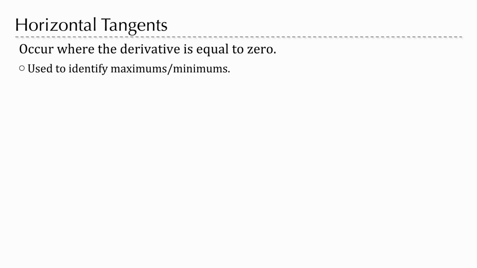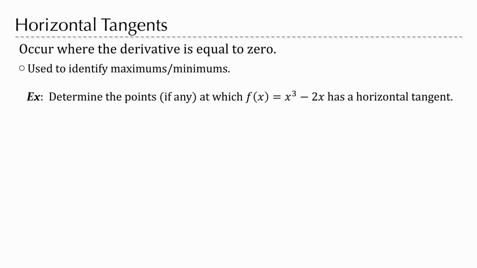Now, one of the really helpful things that this can do for us is it quickly identifies where maximums and minimums happen. If you imagine a graph, at the very peak or valley of a graph, you're definitely going to have a spot where the line tangent to it is horizontal. So if we can figure out where the derivative equals zero, we can figure out where maximums and minimums happen. So let's try that out.